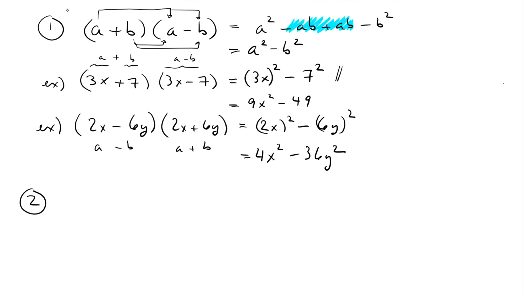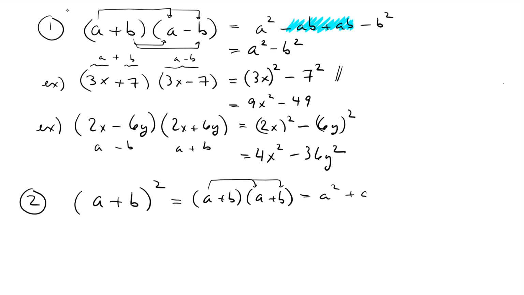Second formula, when I have something of the form a plus b that is squared. So that's a binomial squared. Let's see what the formula is like. That's a plus b times a plus b, right? By definition. If I multiply all the terms together, a with a is a squared, a with b is ab, b with a is ab as well, b with b, b squared. So that's a squared plus 2ab plus b squared.